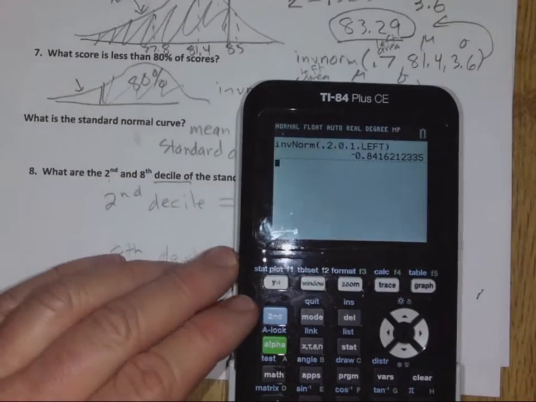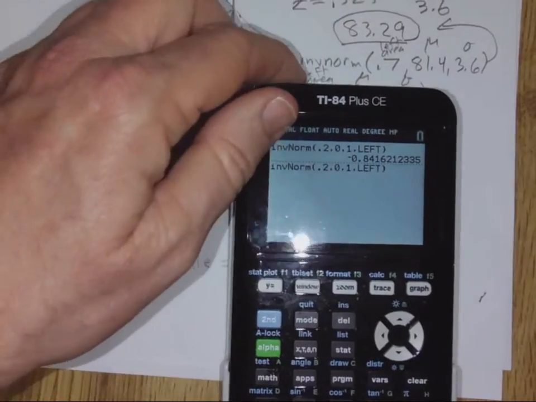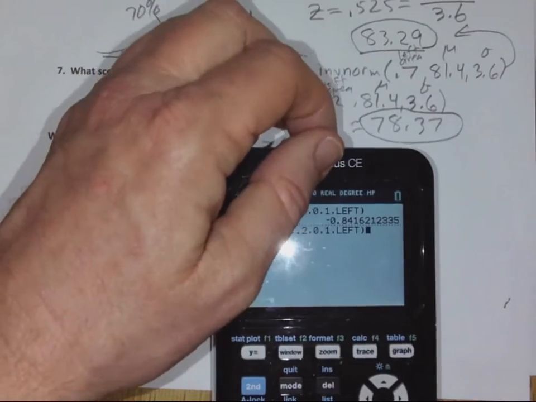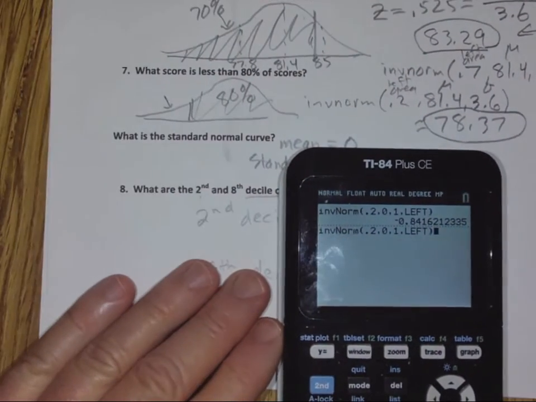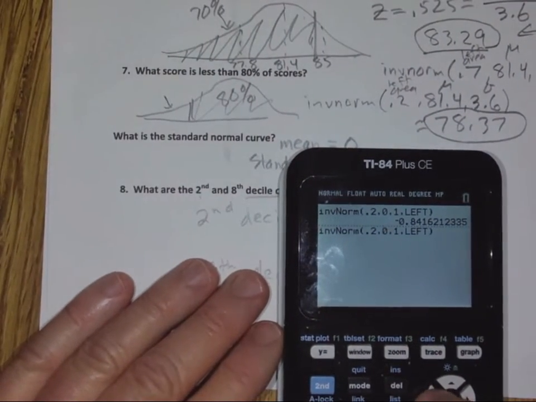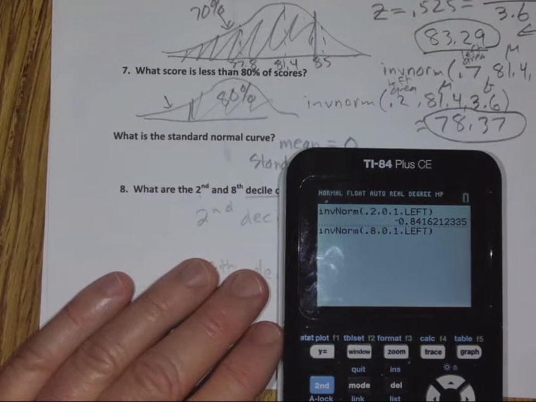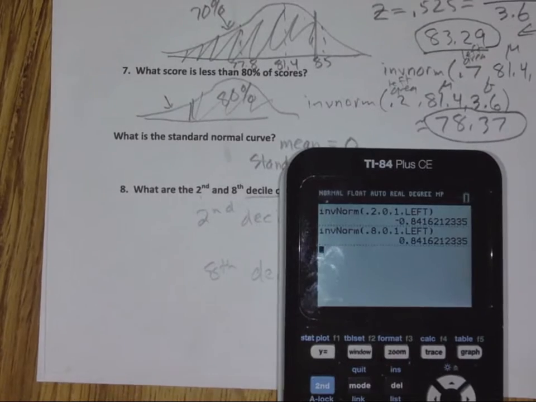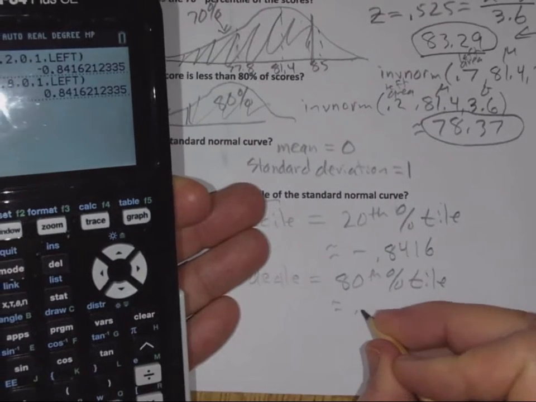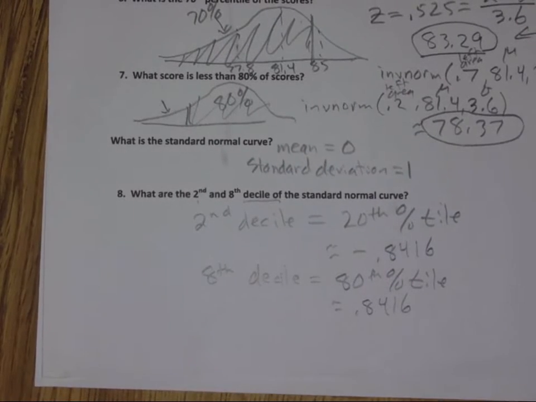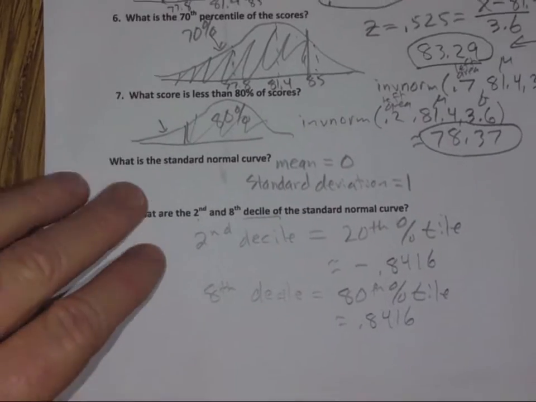Now, by the way, on my calculator, if I hit second, the entry function is right above the enter button. It'll enter in the last function just to give me a shortcut. And I'll just arrow over here and change this to 0.8, and so that will tell me the 80th percentile, mean of 0, standard deviation of 1, left area. And so it's positive 0.8416, because it is perfectly symmetrical. And so anyway, that's the concept of deciles.